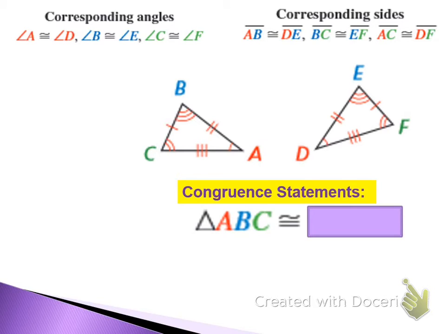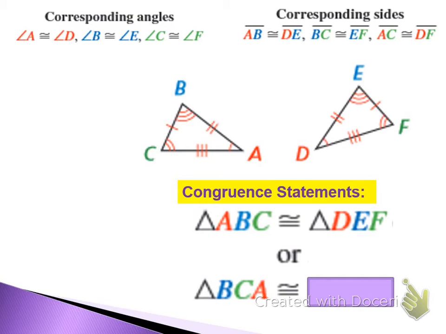Triangle ABC is congruent. We need to name the other triangle. So we're going to say triangle DEF. Yep. The order does matter. So triangle ABC is congruent to triangle DEF because A and D correspond, B and E correspond, C and F correspond. Another way, there's many ways to write this.